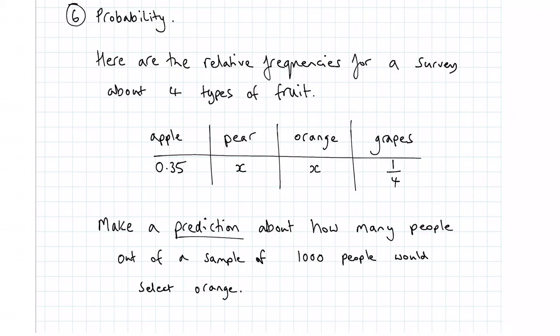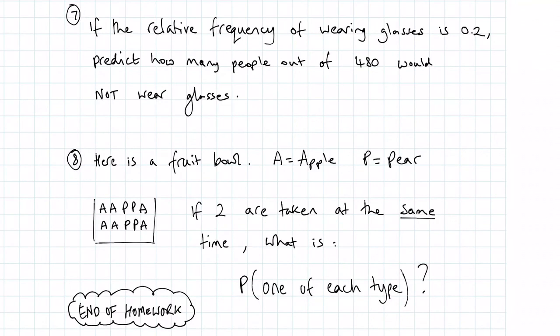On to question 7. This is the last one. Got 7 and 8 on this page. So question 7, if the relative frequency of wearing glasses is 0.2, how many people out of 480 would not be wearing glasses? That "not" there being very important.